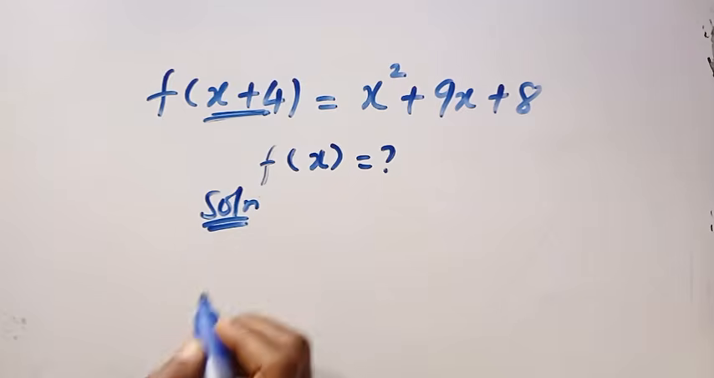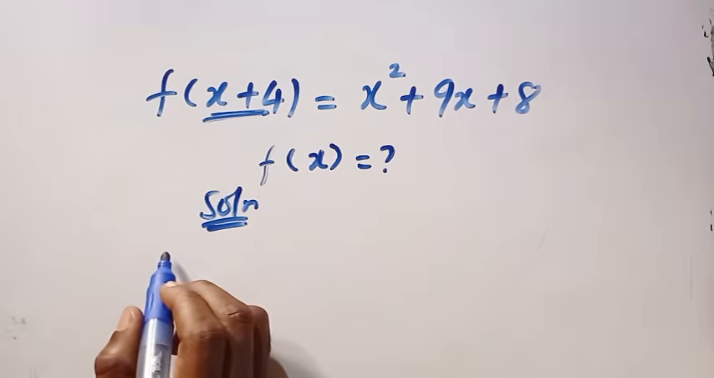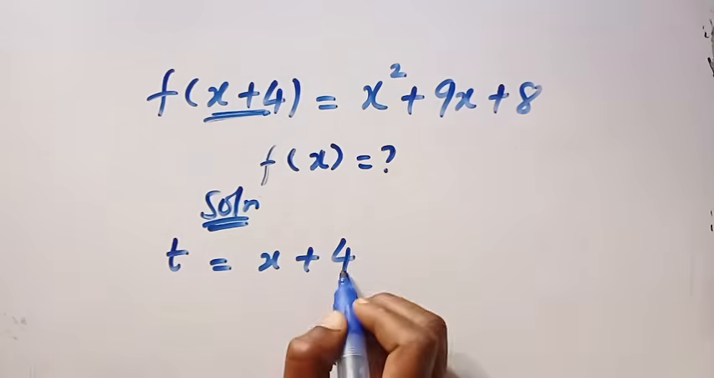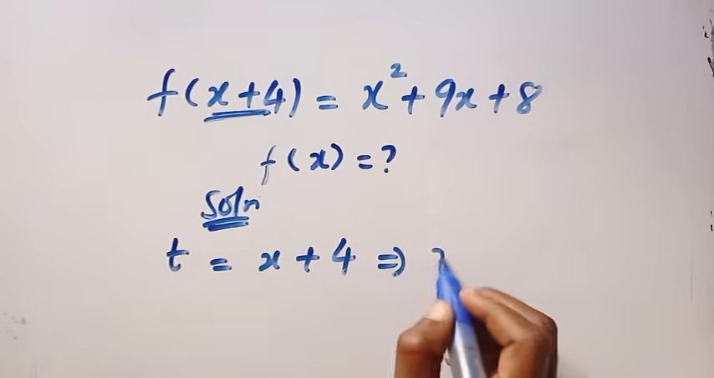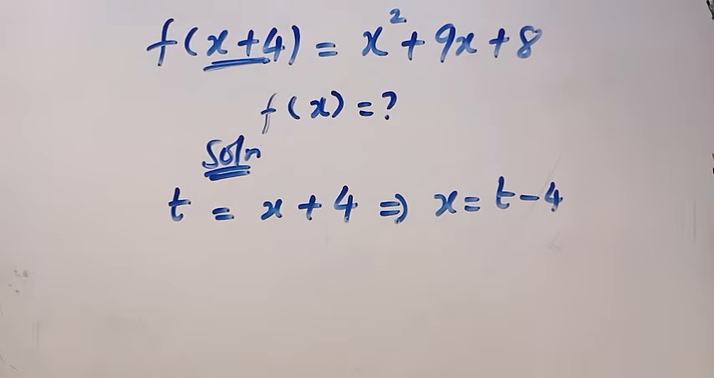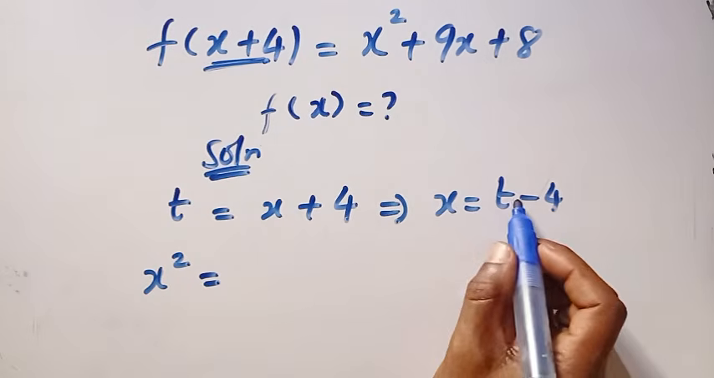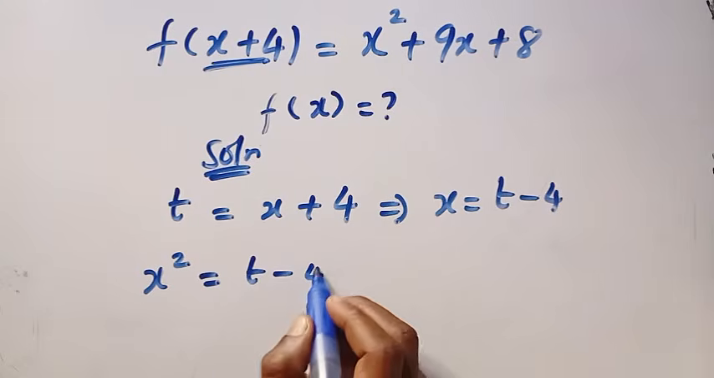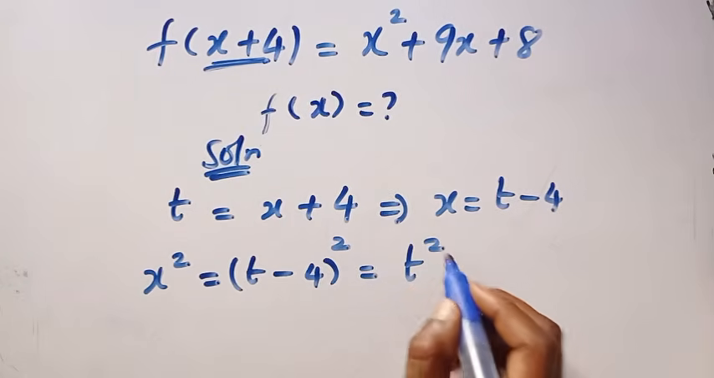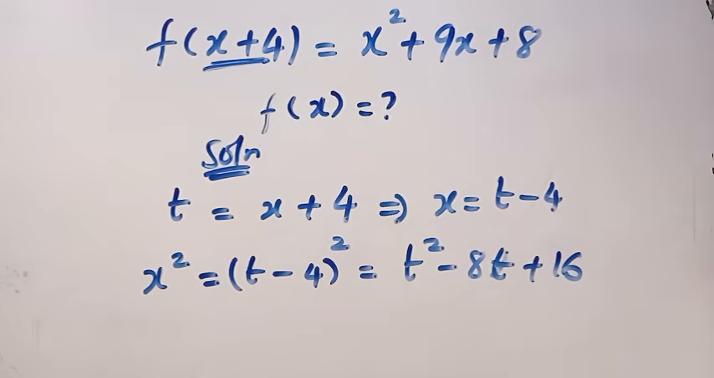Considering the solution, if you apply the substitution method, changing this to another variable, let's say t equals x plus 4. This implies that x equals t minus 4. Cleared? Let's substitute to the other side. Since we need x squared and x is t minus 4, we are going to square this as well: t minus 4 squared, and this gives us t squared minus 8t plus 16.